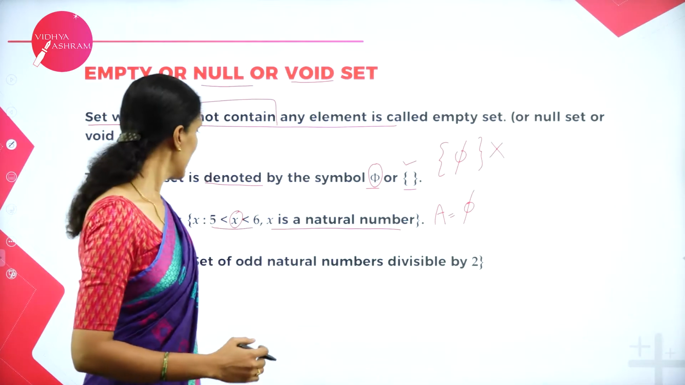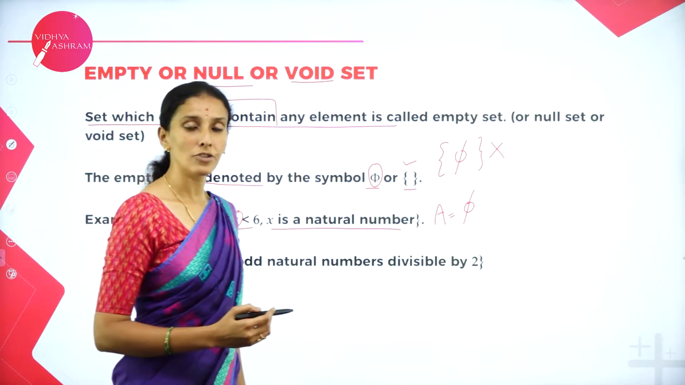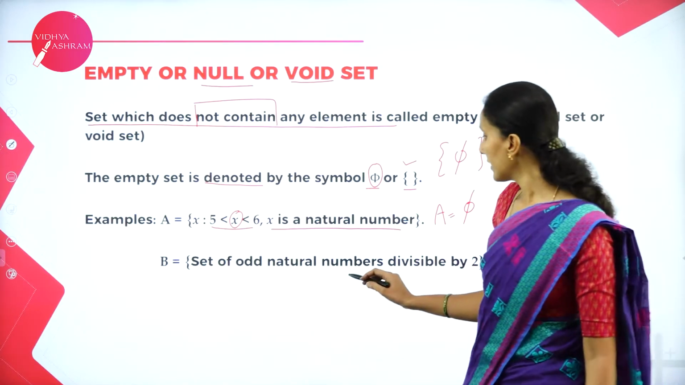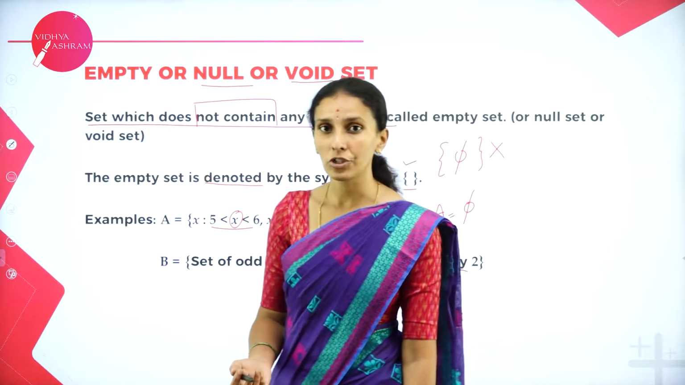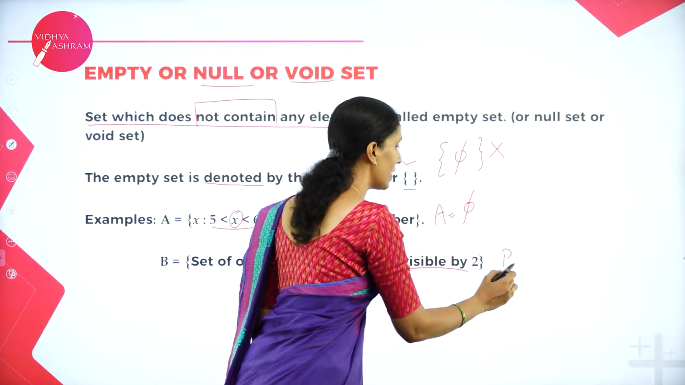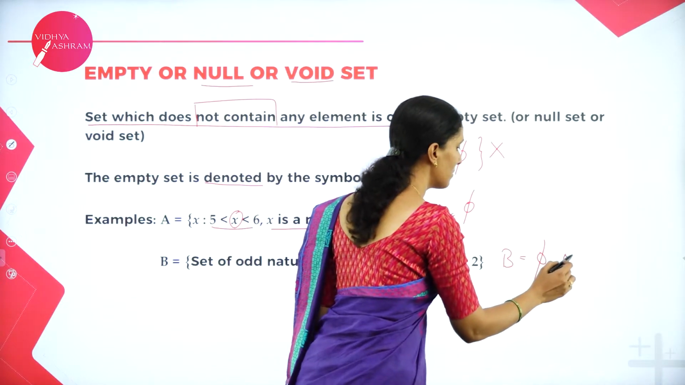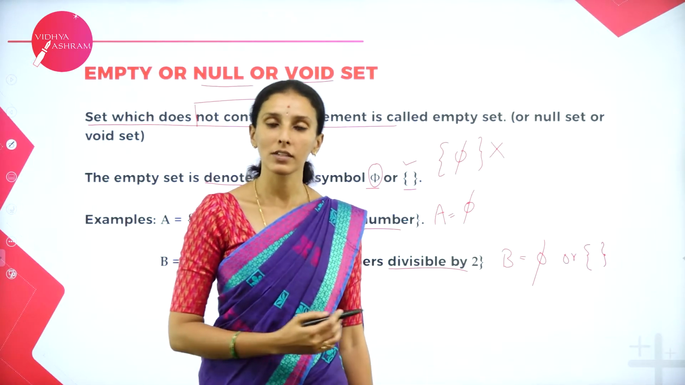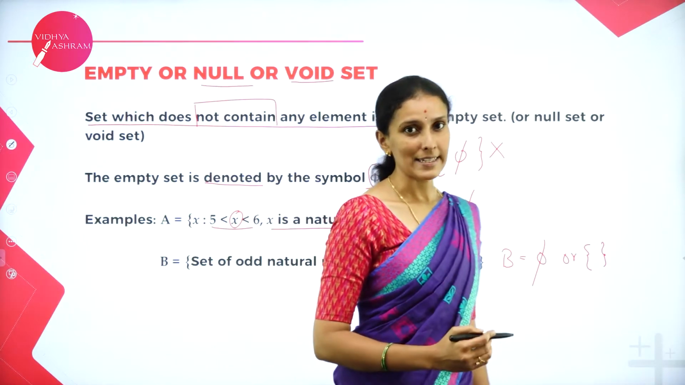Well, set B, the set of odd natural numbers divisible by 2. What are odd natural numbers? 1, 3, 5, 7, etc. So what is the condition given here? Divisible by 2. Any odd natural number is not divisible by 2. Therefore, set B is also empty. I said you can write either this symbol or using empty braces. This is how we denote the set, and these are the examples for null set.